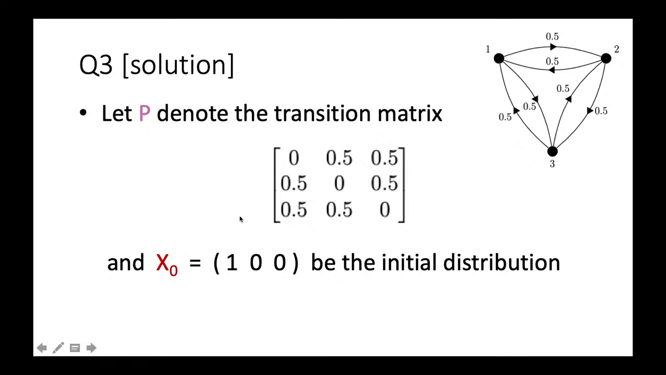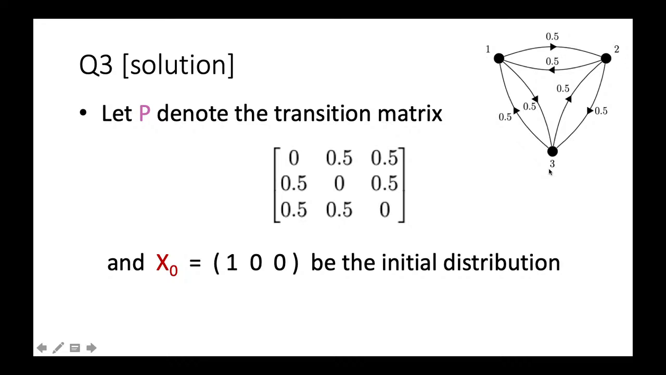So we let P denote the transition matrix, which is like this. From state 1, there is 0 chance to go back to itself, half a chance to go to 2, half a chance to go to 3. And similarly, at state 2, there is half a chance to go to state 1, half a chance to go to state 3, no chance to go back to itself, and so on and so forth. So this is the transition matrix of this Markov chain. And then we use x0 to denote the initial distribution. Initially we are starting at vertex 1, so all the probability is here and none of the probability is here.